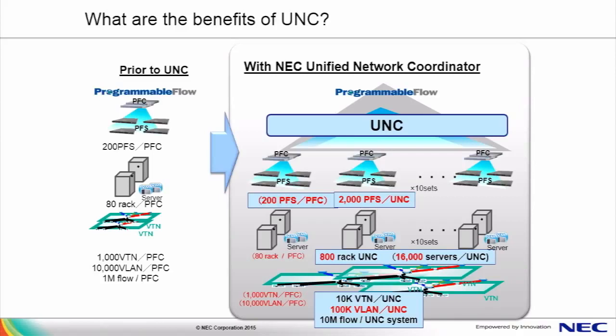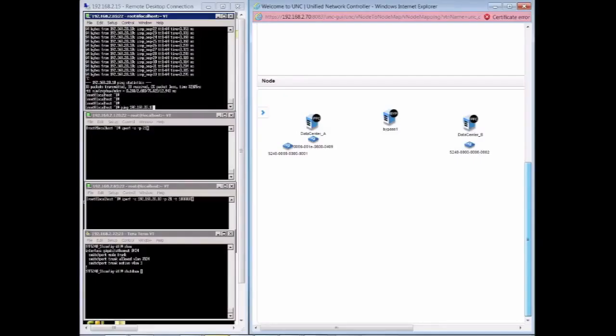With that, let's go ahead and move on to the demo so we can see the Unified Network Coordinator in action. In this demo, we'll highlight how the UNC may be used to visualize both the physical and virtual networks while enabling better utilization of scarce data center resources such as WAN bandwidth.